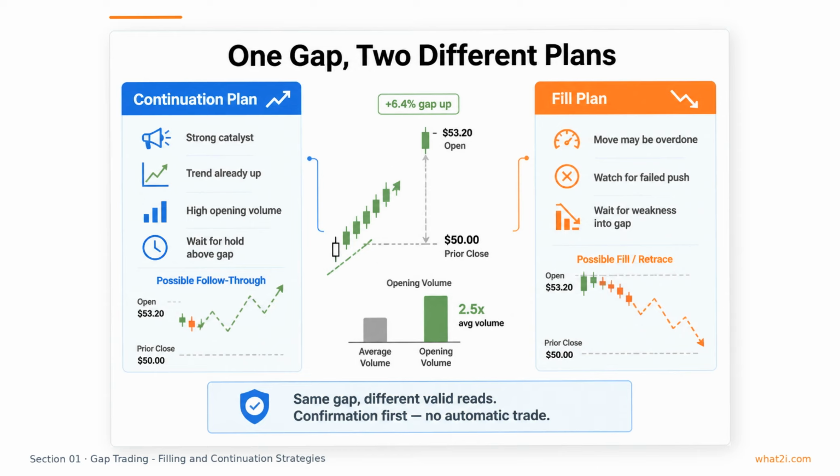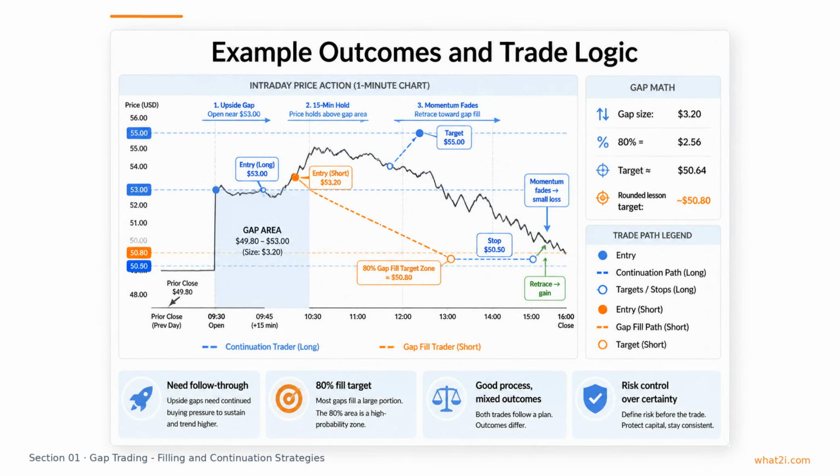Both readings are reasonable before confirmation arrives. The key lesson is that a gap does not create one automatic trade. It creates a decision point where different plans can be valid if risk is defined. In this example, the continuation trader waits 15 minutes, sees the gap hold, and buys near $53 with a target around 55 and a stop near 50.50.